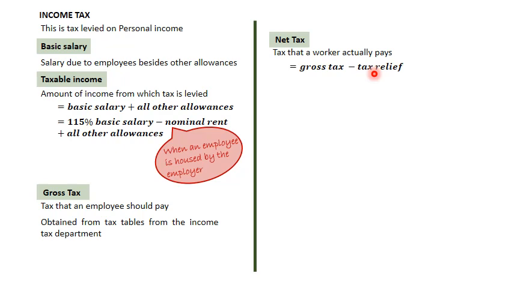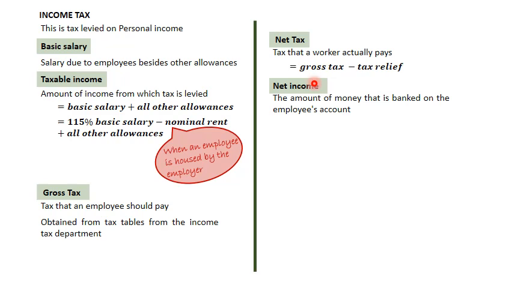Now, tax relief is normally the reduction of the tax burden of employees. For example, in every country we have some amount that is reduced so that workers do not pay all the tax that they are actually supposed to pay. So that tax burden is reduced by what we call tax relief. We shall see that in an actual example.